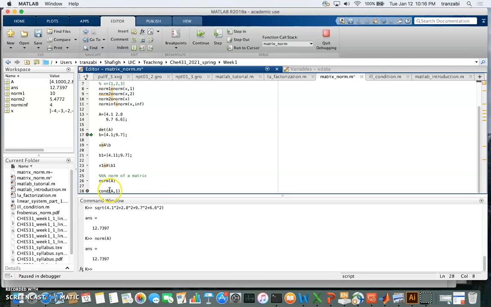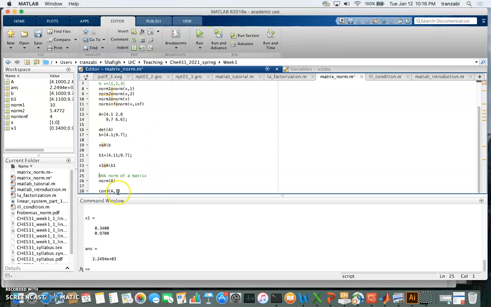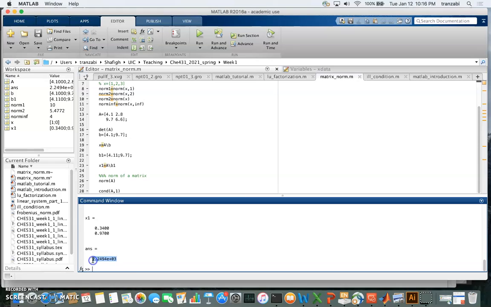So when I say cond(A, 1), it means calculate the condition number of A given that I'm using the norm 1 for all the norms in the definition. Okay? Alright, so let's go ahead and calculate the condition number of A in this case. Okay, so the condition number is 2000. Now, what does that mean?